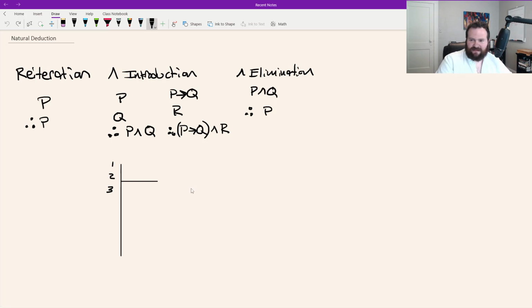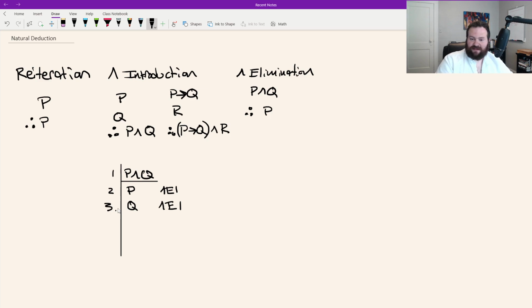Here's how that works. Premise 1, P and Q. I can derive P from that. That's conjunction elimination from line 1. I can also derive Q from that, conjunction elimination, line 1. You can take the left or the right side. It's up to you. Okay?